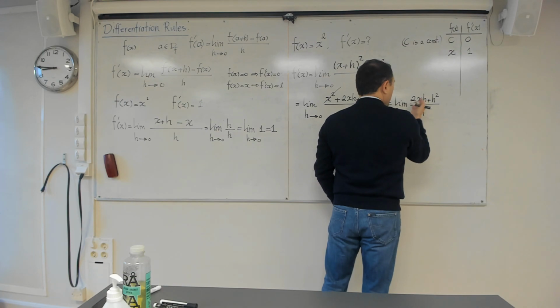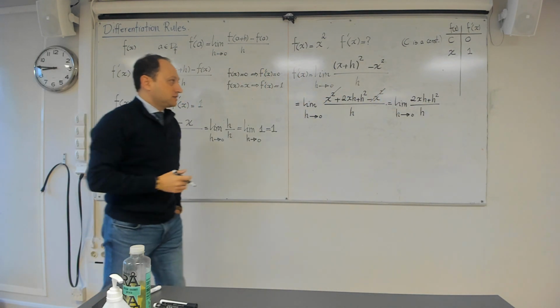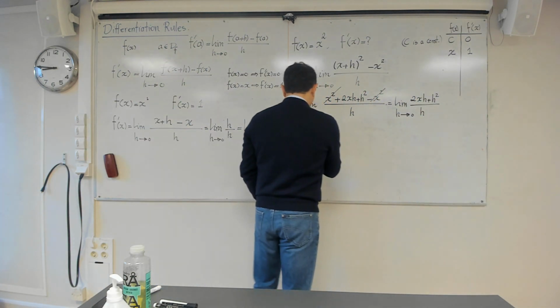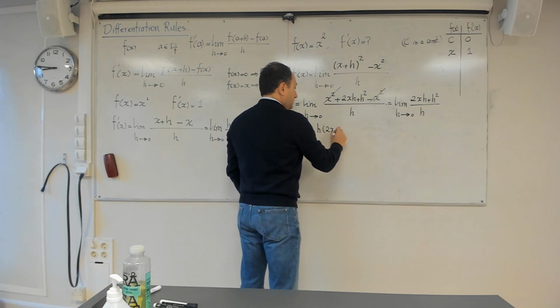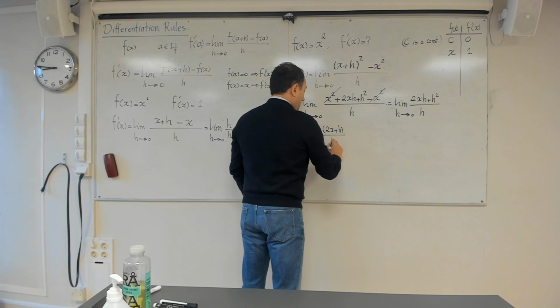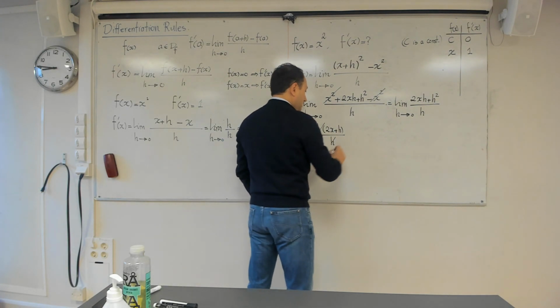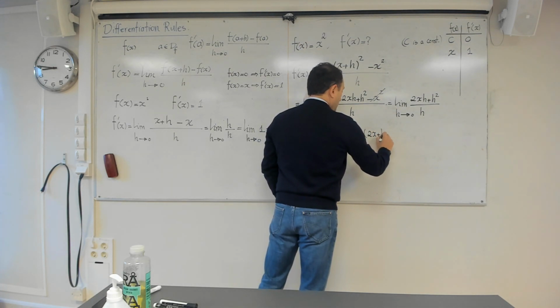Okay, now talk to me. What should I do for calculating this limit? Factorize. Yeah, just say it, yes, factorize. Factorize means taking h out. So what can I do here? It becomes the limit h, and then I have 2x plus h divided by h, h goes to 0, and then this h and that h are cancelled.